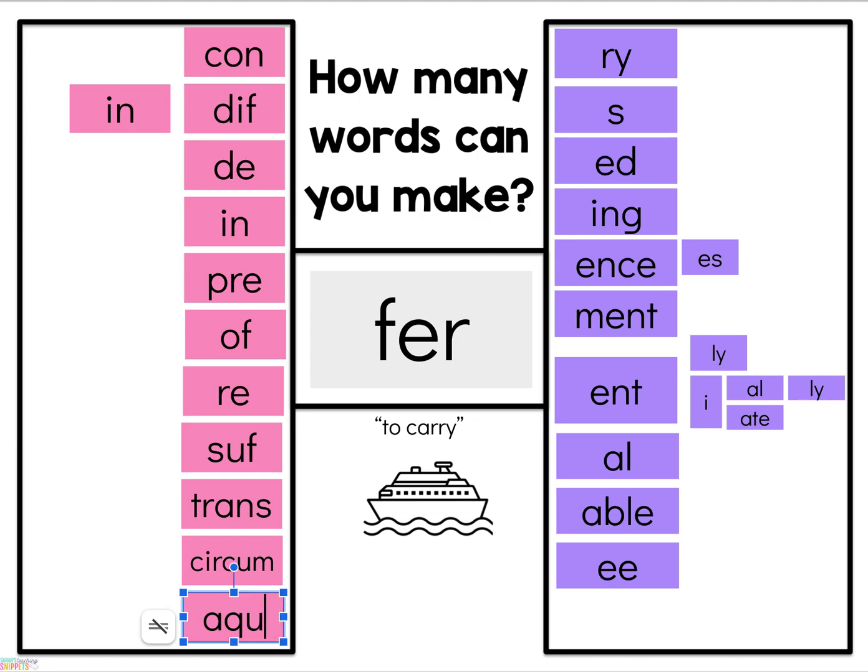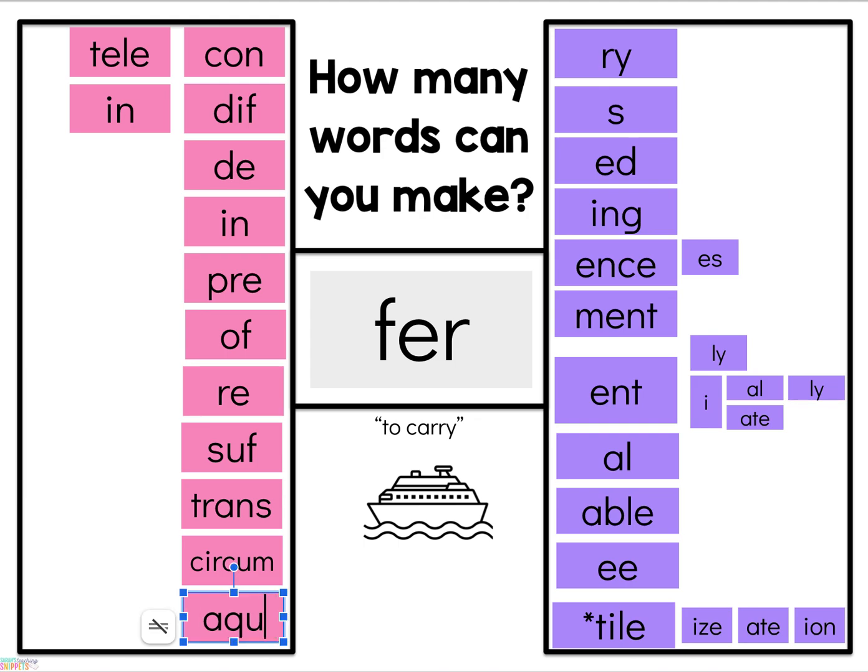Aquifer. Oh, that is a typo. We need that to be an I. Aquifer. I'm going to fix that again. I added tele for teleconference, which is kind of fun because it's like a new age thing. We'll fix that there. So glad I caught that.